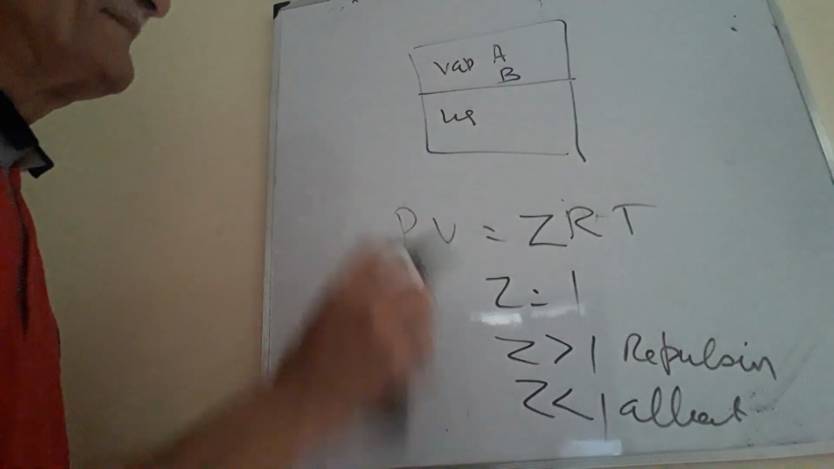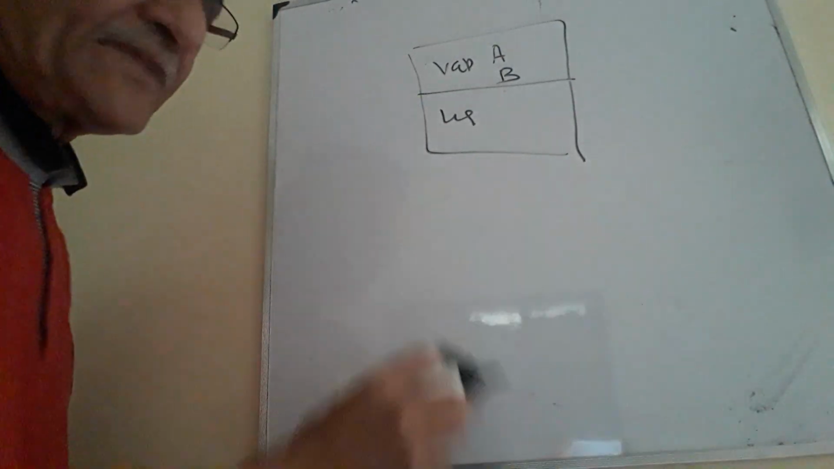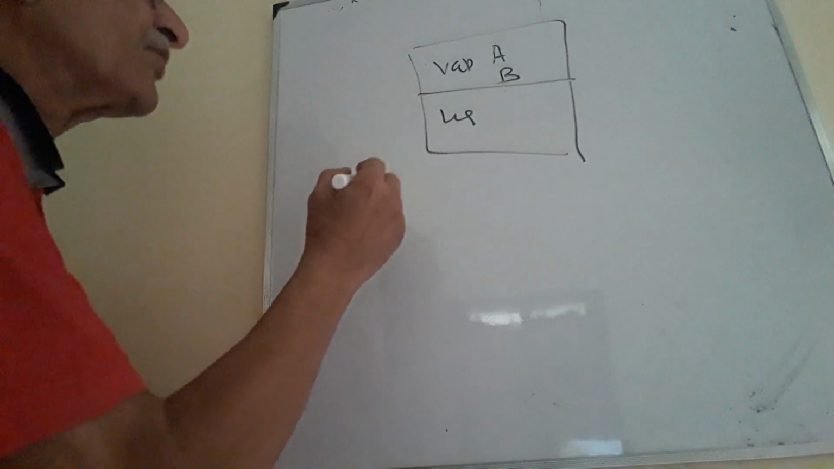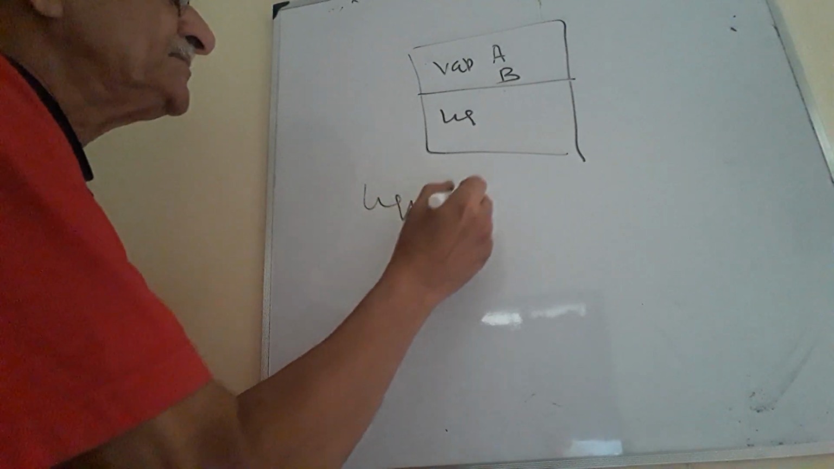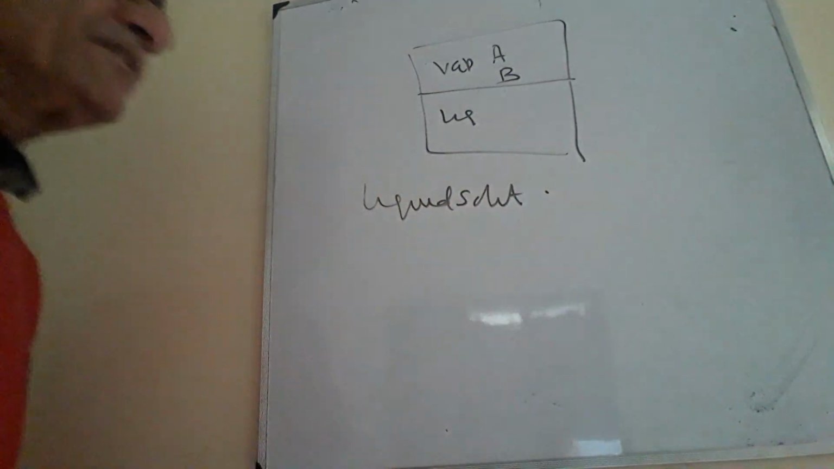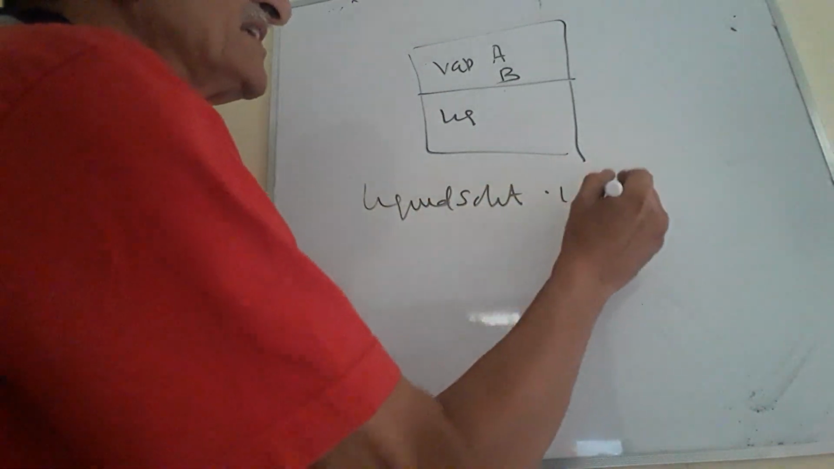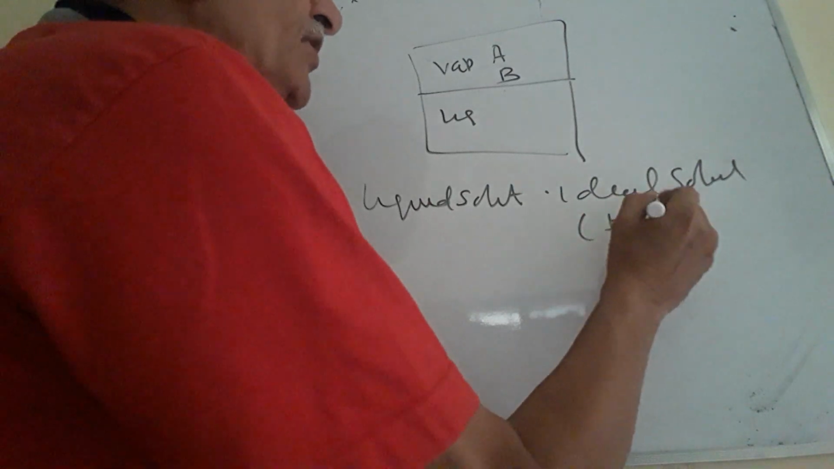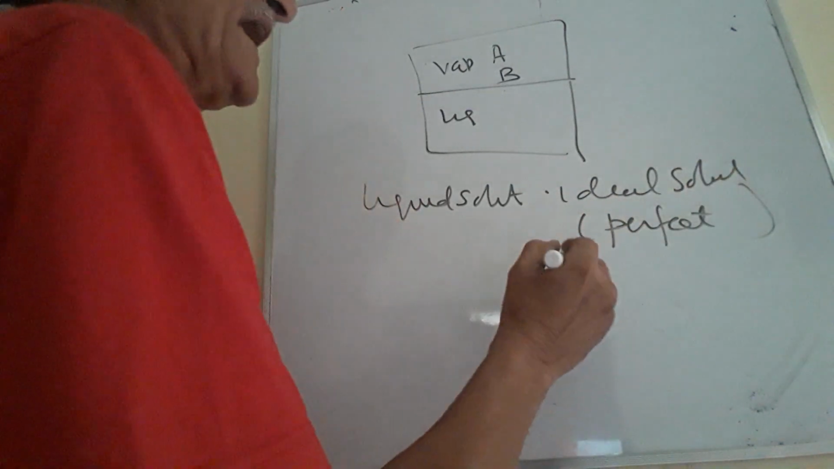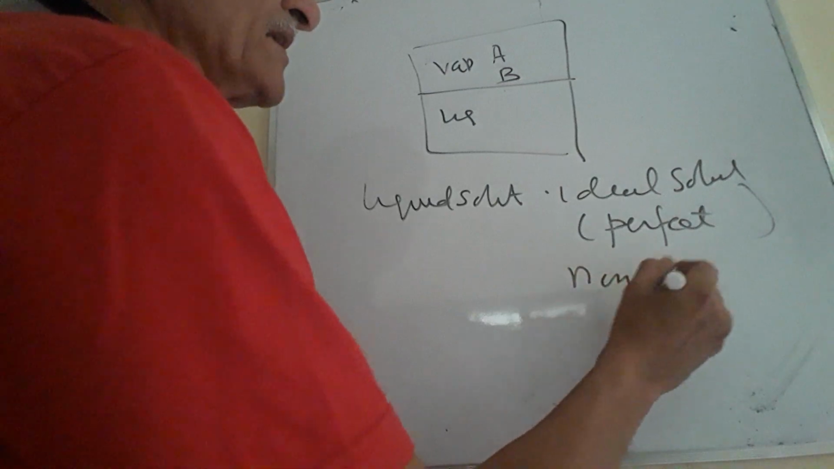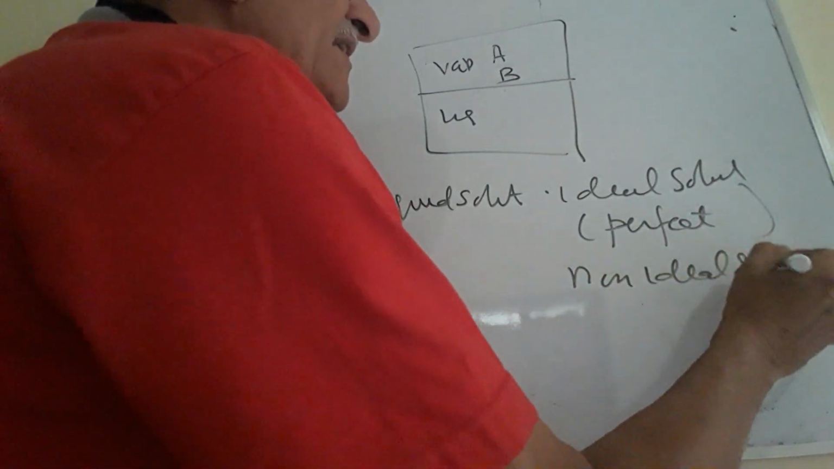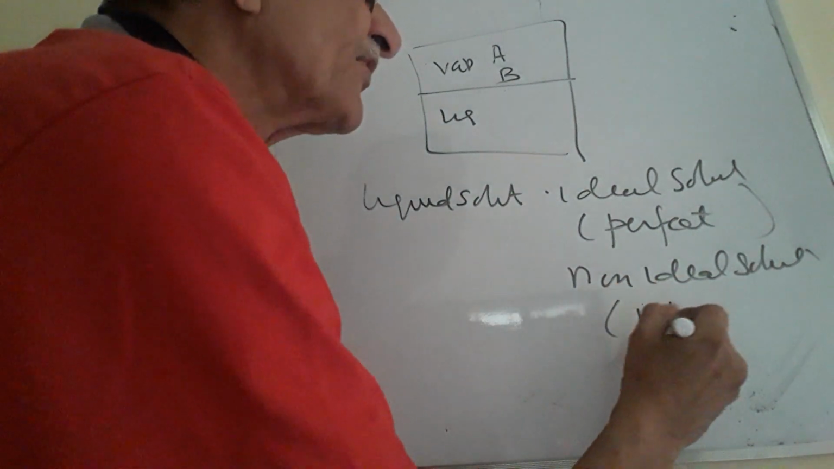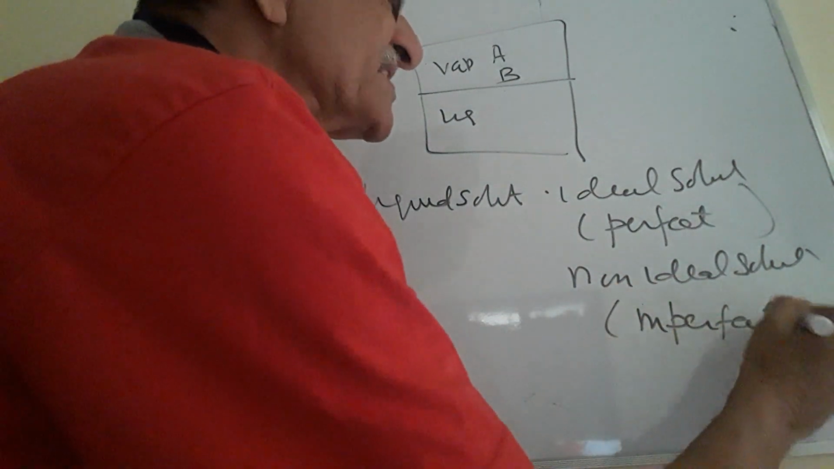No problem at all. Now coming to the liquid phase, the liquid solution. Here you have an A and B solution. For liquid solutions, we have the ideal solution, which some books call a perfect solution, so as not to confuse it with the ideal gas, and the non-ideal solution, which is another name for an imperfect solution.